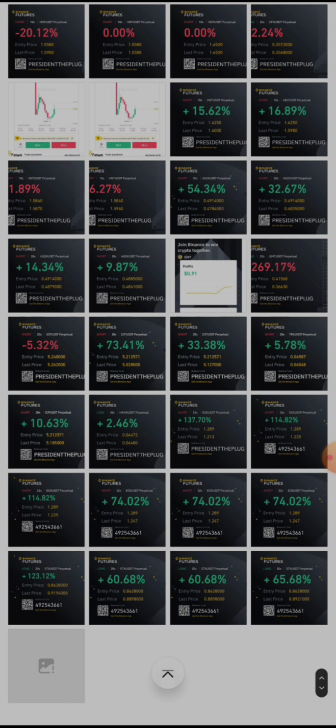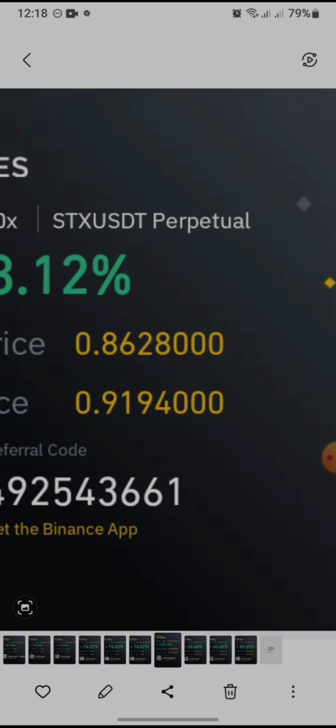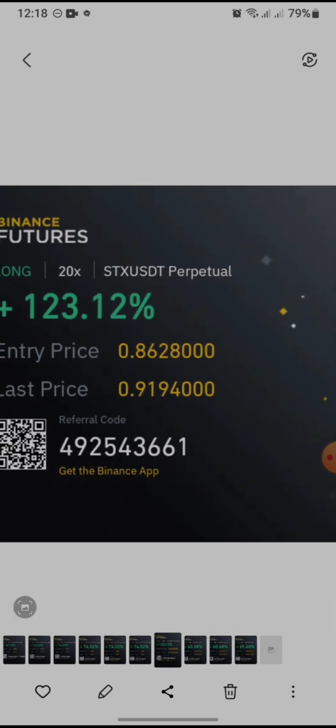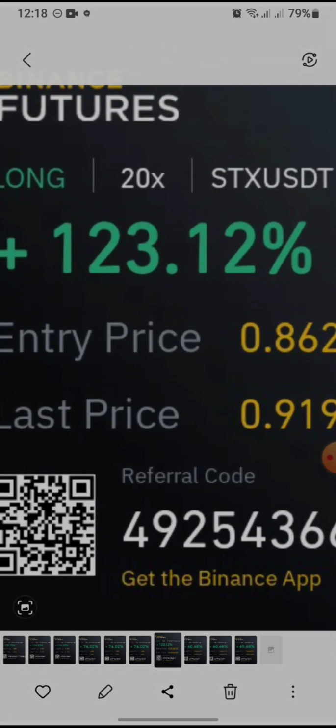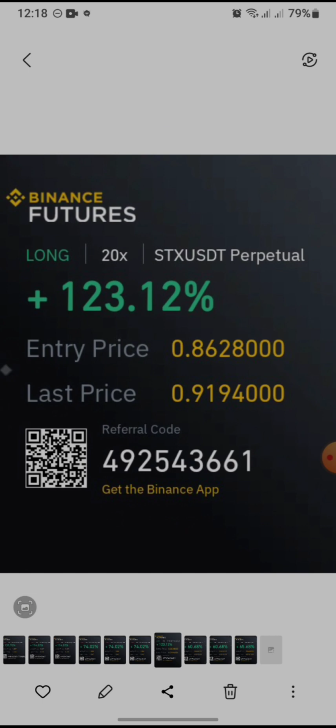The STS trade. I think this is the trade. Thank God I saw it. So you can see the STS USDT perpetual, that is futures. This is a futures trade, and when we took it, it gave us about 123%. You can see 123%.